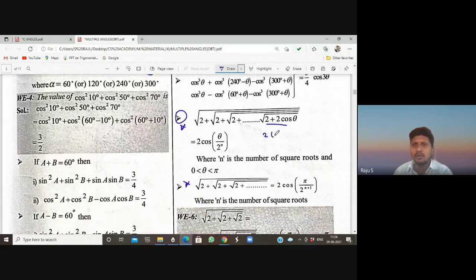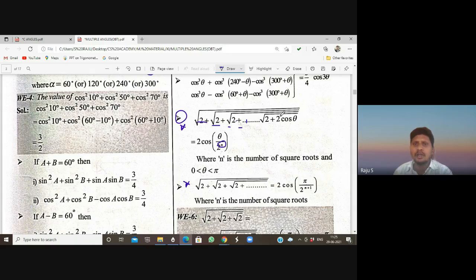Because here you can take 2 common, 1 plus cos theta. It is in the form of 1 plus cos 2 theta. This is equal to, clearly, 2 cos square theta by 2. Multiplying 2 into 2 is 4. Again the square root is there, no? 2 into 2, the 2 squares get cancelled. This value we are going to get, like cos theta by 2. Again 2 plus 2 cos theta by 2. After simplifying all the terms, we get theta by 2 power n, because it is repeated n times. 2, 2, 2 repeated n times, so here 2 power n.